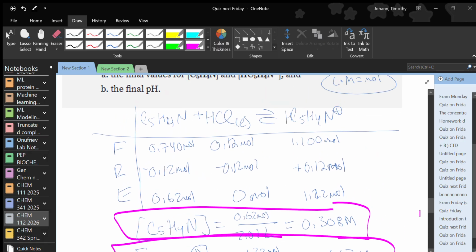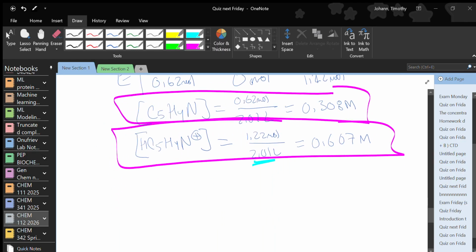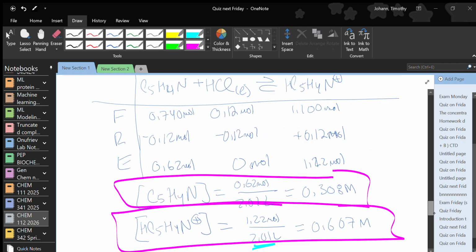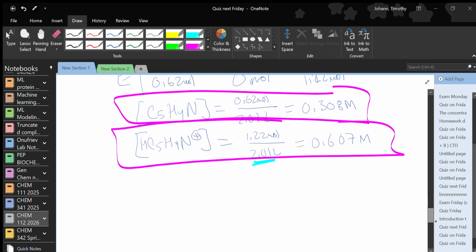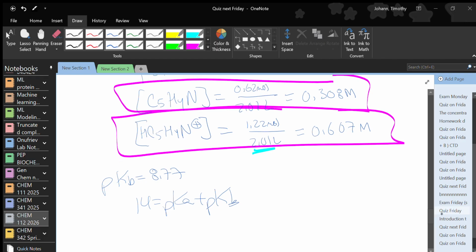Now, I need to go up here and find the final pH. Great. Now I'm going to use the Henderson-Hasselbalch equation. I'm given a Kb, which is 8.77. But I think above we did use the 14 rule already. So we know that 14 is equal to our pKa plus our pKb. I think it was pKb. pKb, thank you. It's a pKb up here, so I'm going to use the pKb down here.